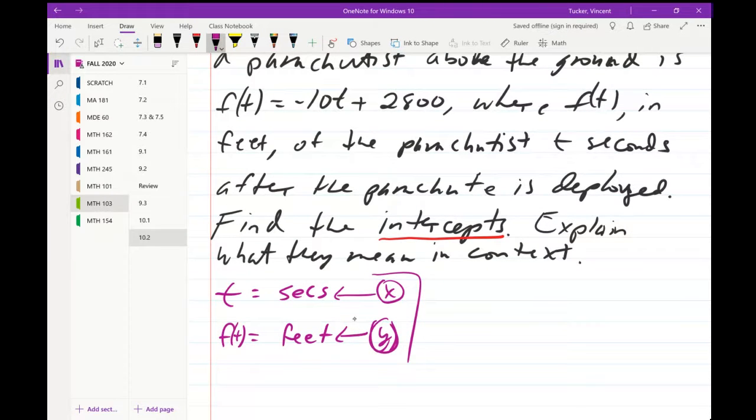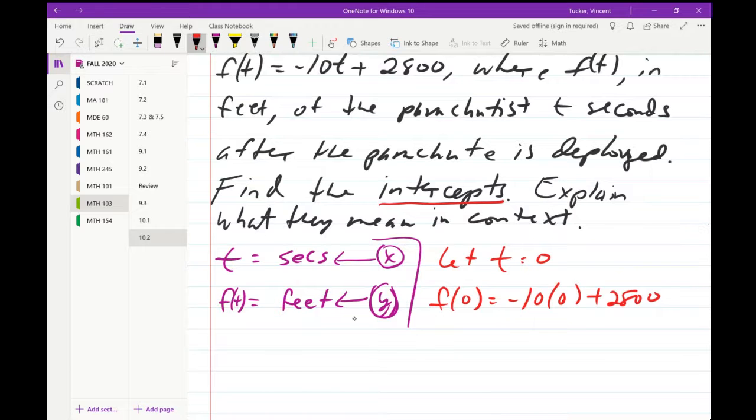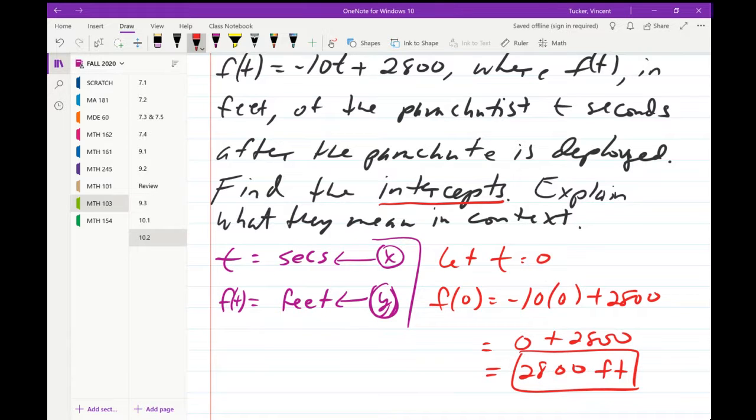So the first thing we can do is let T be equal to zero. So you plug it in. Before we interpret that, questions? Run with your intercepts. You let one be equal to zero and find the other one. Then you let the other one be equal to zero and solve for what's left. So in this case, we're letting T be equal to zero.